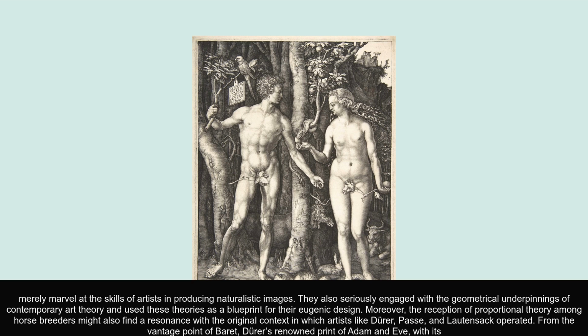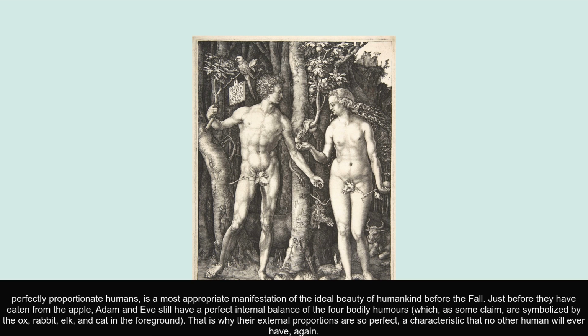From the vantage point of Barrett, Dürer's renowned print of Adam and Eve, with its perfectly proportionate humans, is a most appropriate manifestation of the ideal beauty of humankind before the fall. Just before they have eaten from the apple, Adam and Eve still have a perfect internal balance of the four bodily humors, which, as some claim, are symbolized by the ox, rabbit, elk, and cat in the foreground. That is why their external proportions are so perfect, a characteristic that no other human will ever have again.